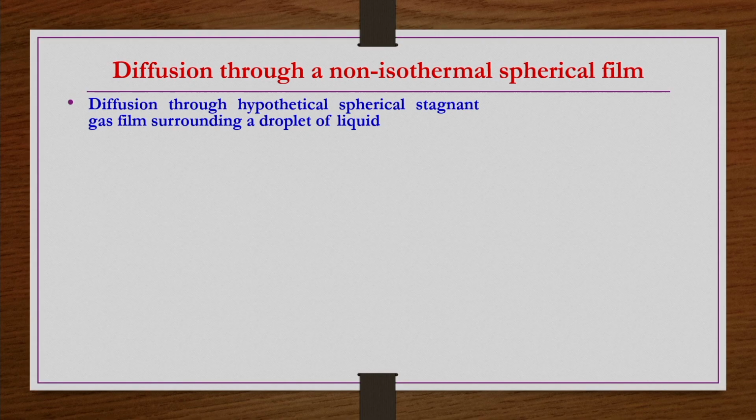So, in the case of non-isothermal diffusive mass transfer, we are taking a problem where diffusion through a non-isothermal spherical film is taking place. Diffusion through a hypothetical spherical stagnant gas film surrounding a droplet of liquid, that is the problem statement.